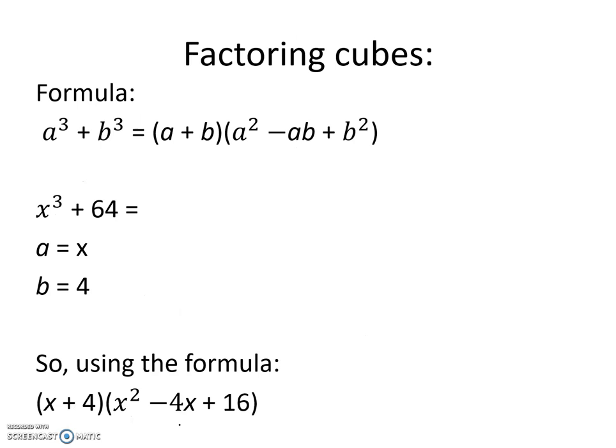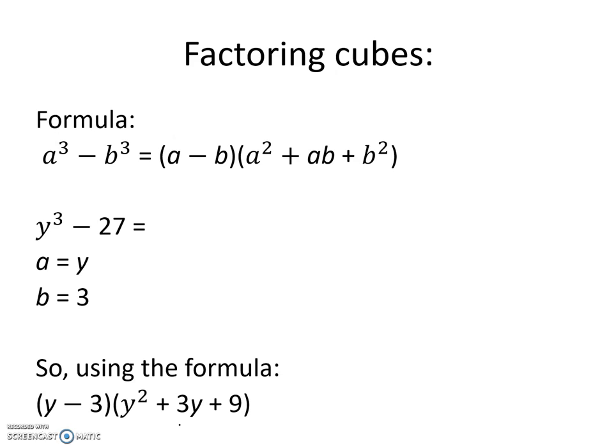Factoring cubes, we have a formula for that. A cubed plus b cubed equals the quantity a plus b times the quantity a squared minus ab plus b squared. So if we have the example x cubed plus 64, then a is x and b is 4. So if we plug it into our formula, we get x plus 4, the quantity times x squared minus 4x plus 16. And if we do the math, we will get back to our x cubed plus 64.